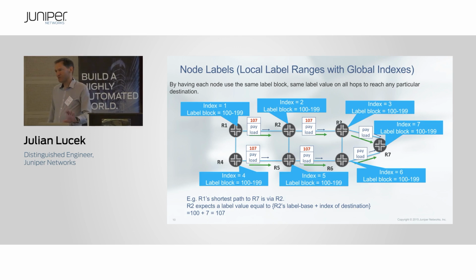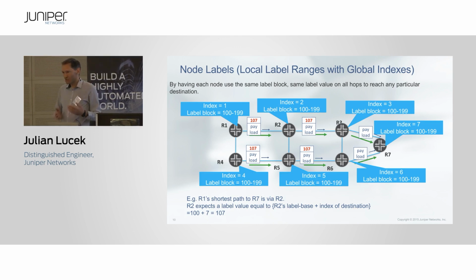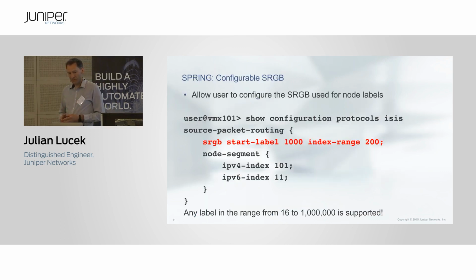This is very good for troubleshooting, so wherever you are, whichever router you're logging into in the network, if you're looking at routing tables and forwarding tables, if you see label 107, you immediately know this means shortest path forwarding towards router R7. And this is supported in Junos, the ability to configure consistent label ranges.